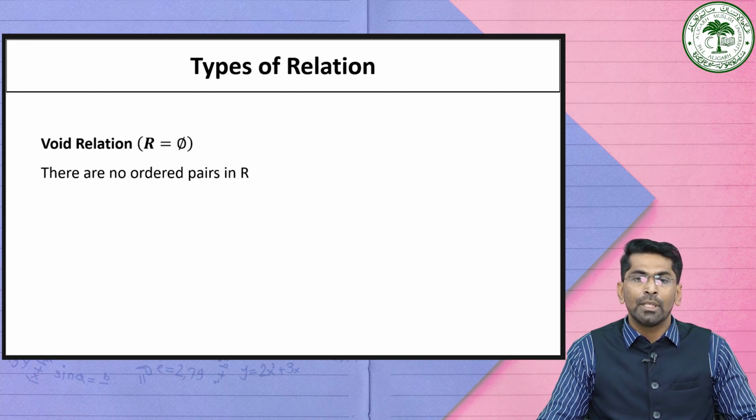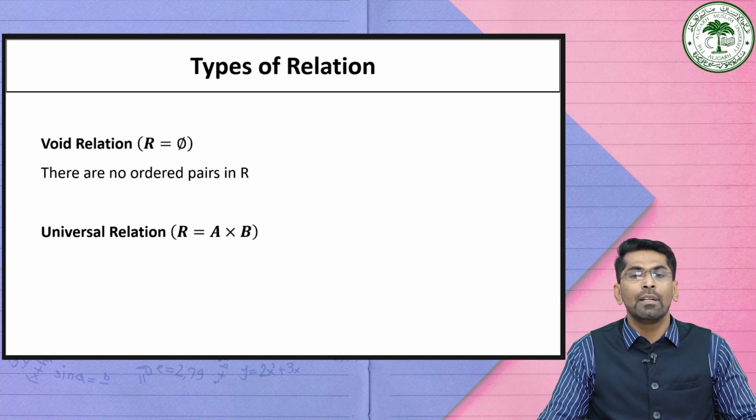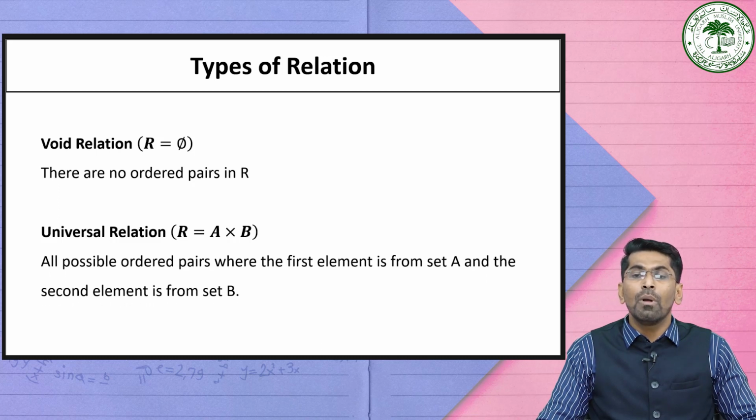Now let us take another type of relation, the universal relation, where the relation is equal to A cross B. A universal relation is defined as the Cartesian product of two sets, set A and set B, and it includes all the possible ordered pairs where the first element is from set A and the second element is from set B. In this relation, every element from set A is related to every element in set B. That's why the universal relation is equal to the Cartesian product: R is nothing but A cross B.